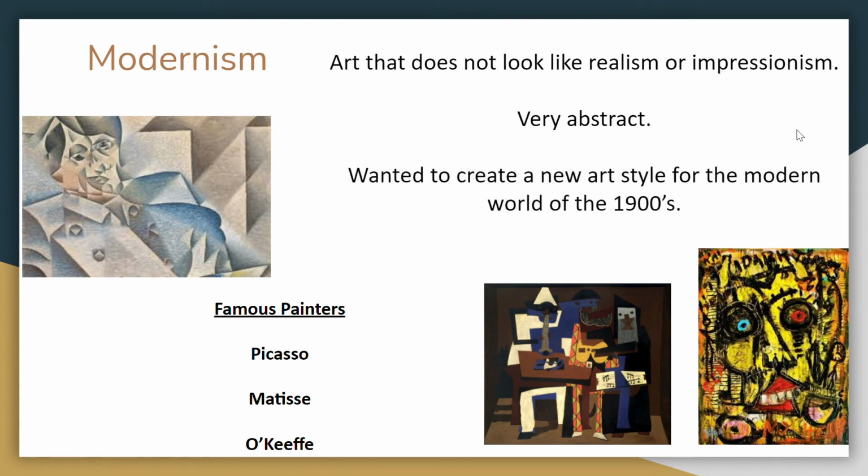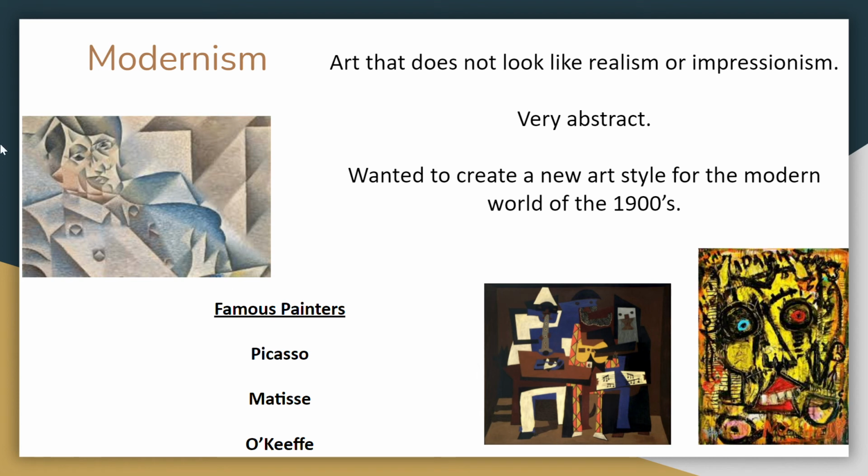So modernism was very popular in the 1900s. They wanted to create a new art style for the modern world of the 1900s. So in the 1900s, the world was changing a lot. So artists like Picasso wanted to create art that was also changing a lot.